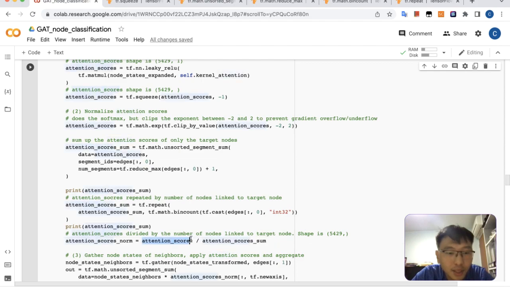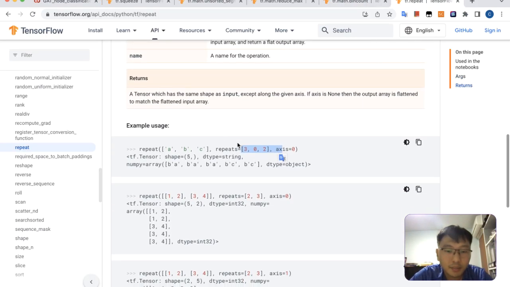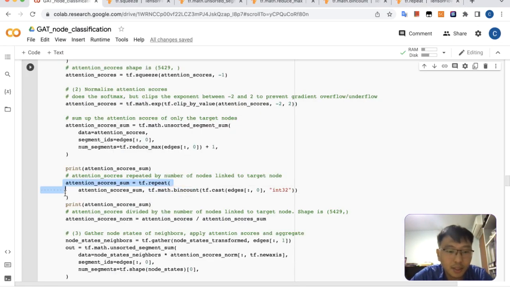I'm just thinking why they put attention scores here. So attention scores is this original one, and then what we do is we normalize them by the sum. But when we do the tf.repeat, it doesn't take into account the order of where it appears. You see, it just repeats directly, like 1 2 3 4, repeats 2 3. This is like repeat the first one twice, repeat the second one 3 times. So if we were to do something like this for the attention scores sum, we would not be preserving the order of this thing here, isn't it?